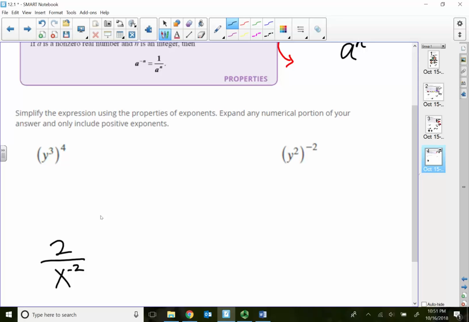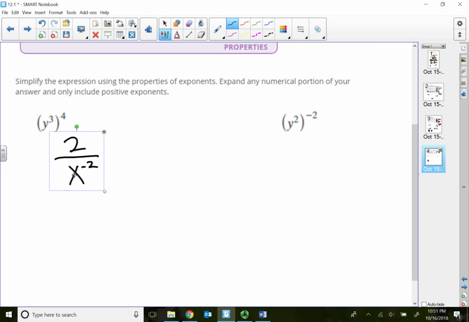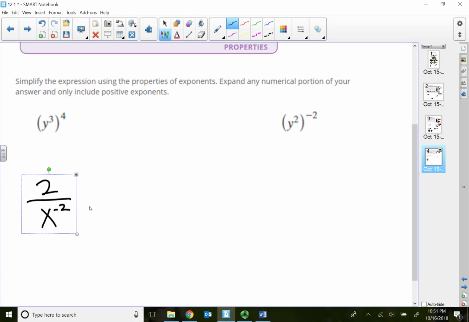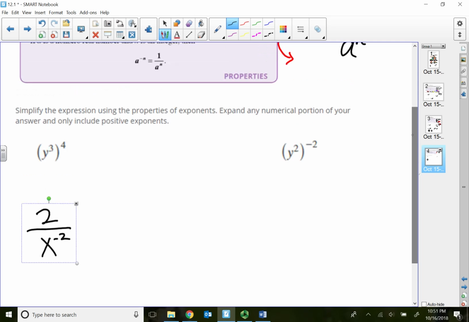So let me just use this one I made up. If I have 2 over x to the negative 2 power, if you think about it, this 2 on the top actually has an exponent of 1. Remember, for any real number, if you don't write the exponent, it's automatically assumed to be 1. So the base 2 has a positive exponent. Now down here, the negative 2 exponent makes x the base, so my base down here has a negative exponent.